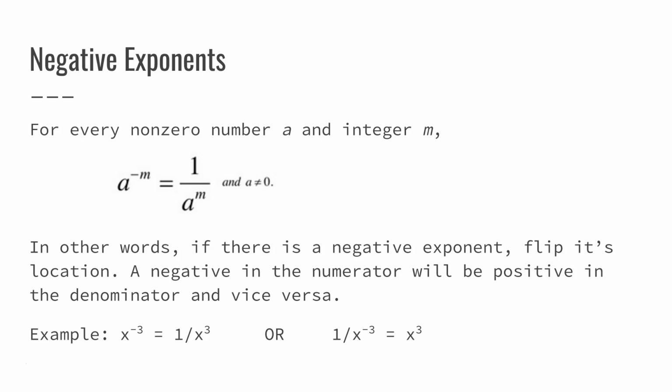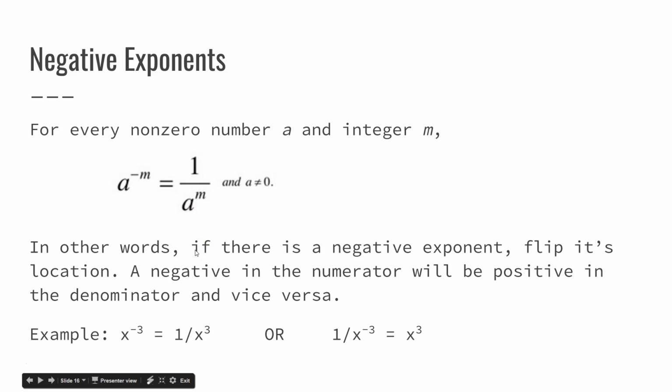So for every non-zero number a and an integer m, a to the negative m power equals 1 divided by a to the m. And a cannot be zero. You should know this because you're not allowed to divide by zero. It doesn't make sense to ask how many groups of zero you can put into one. It doesn't make any sense, okay? So you can't divide by zero, but any other number will work.